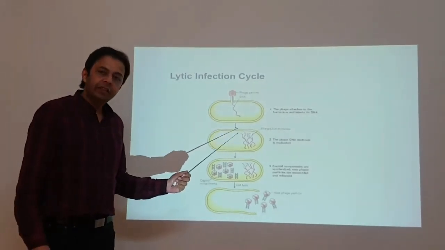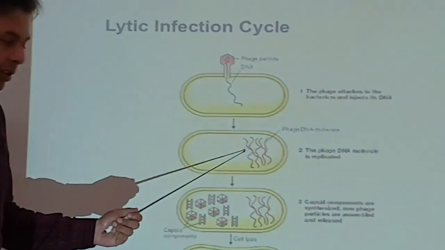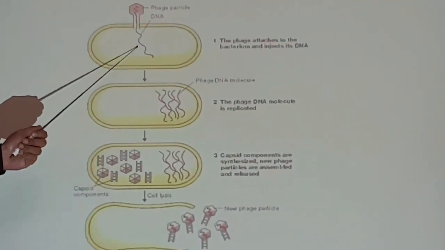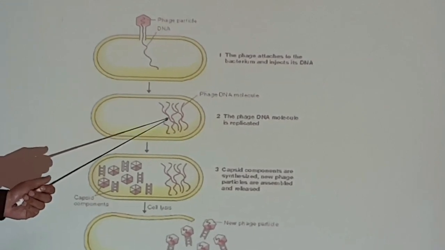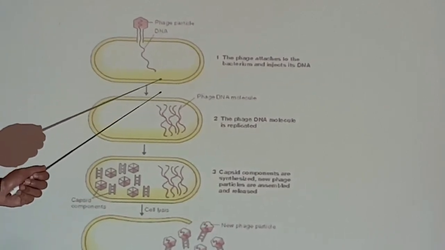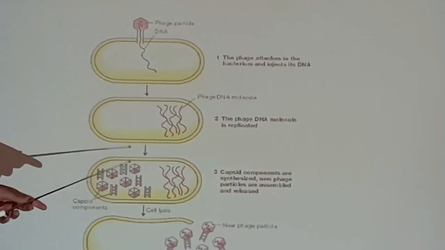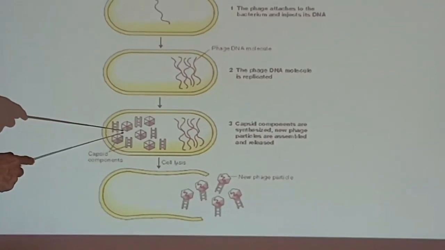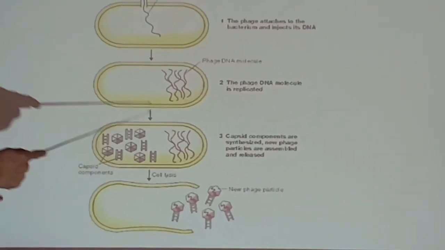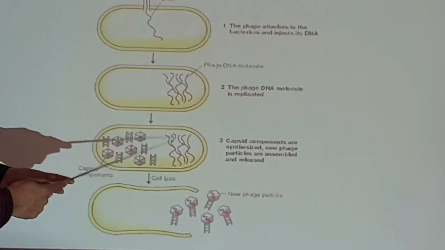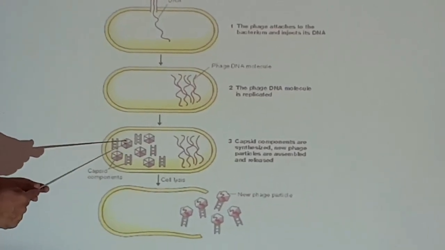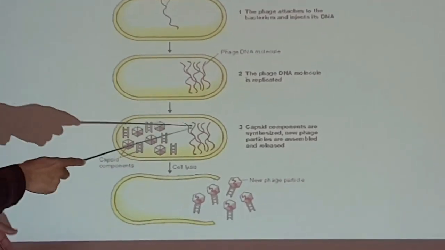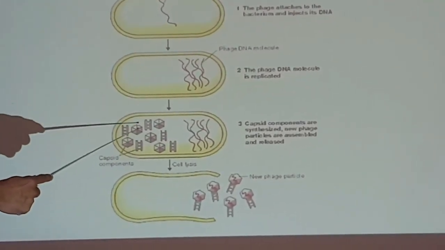Once the DNA is injected into the bacteria, it replicates itself and creates many hundreds of copies of the viral genome. After the creation of so many genome copies, this genome synthesizes capsid proteins and other related proteins. So viral genomes are available and viral capsids are available, and ultimately these viral genomes are packaged into the viral capsids.